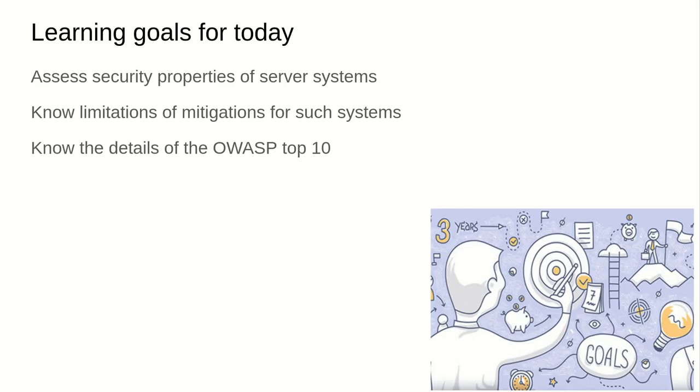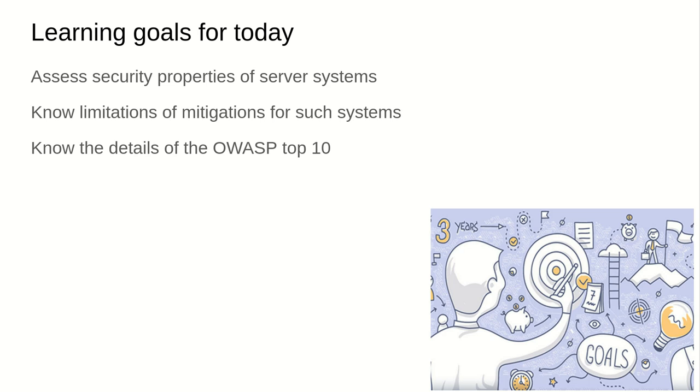The learning goals for today are as follows. First, we want to understand the security properties of server systems and how they differ from regular desktop systems or mobile systems or whatnot. Then know the limitations of mitigations for such systems, as in how to customize the protection on the server side for these particular systems and areas.